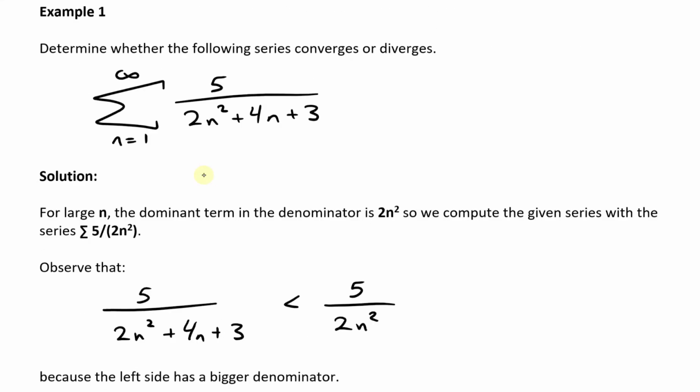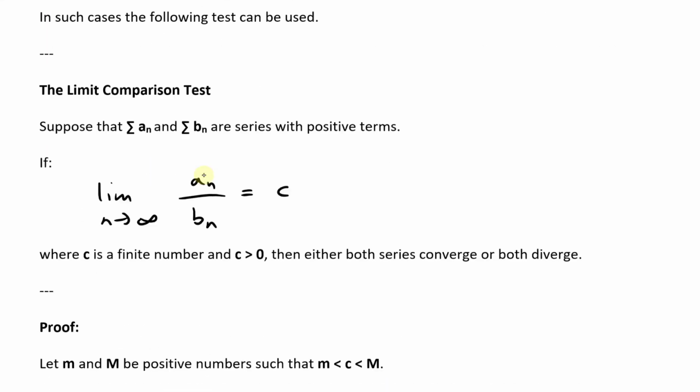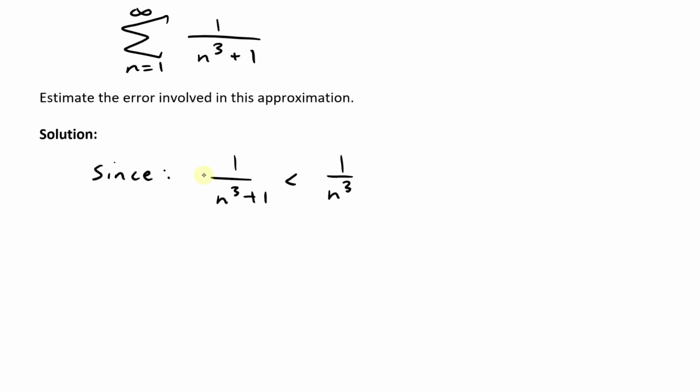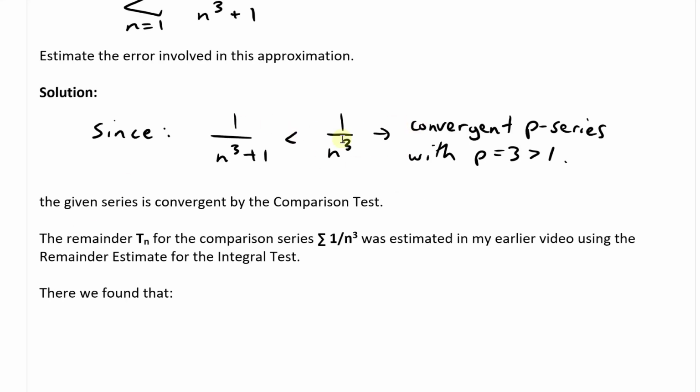So again, from my earlier video on that, that's p greater than 1. So let's go back to it. We have p greater than 1, so this is a convergent p-series with p equal to 3, and that's greater than 1, hence convergent. Since this is convergent and this is less than it, the given series is convergent by the comparison test.